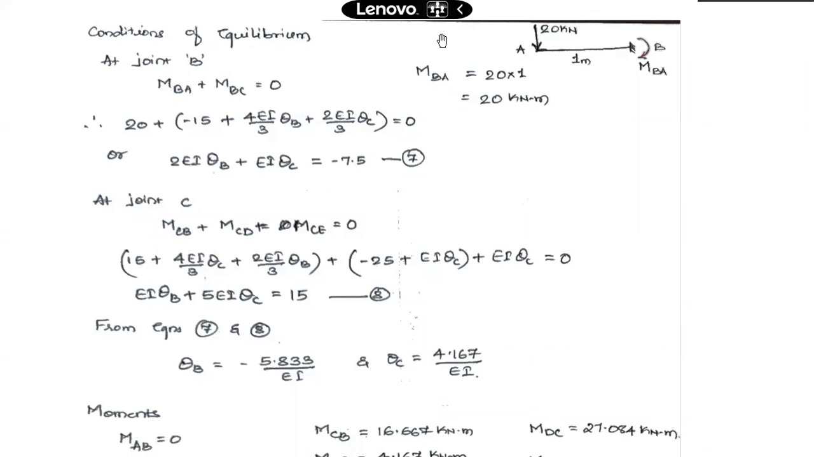So now let us take that value in this equilibrium condition. What is the equilibrium condition I had here? MBA plus MBC is equal to 0. So MBA 20.